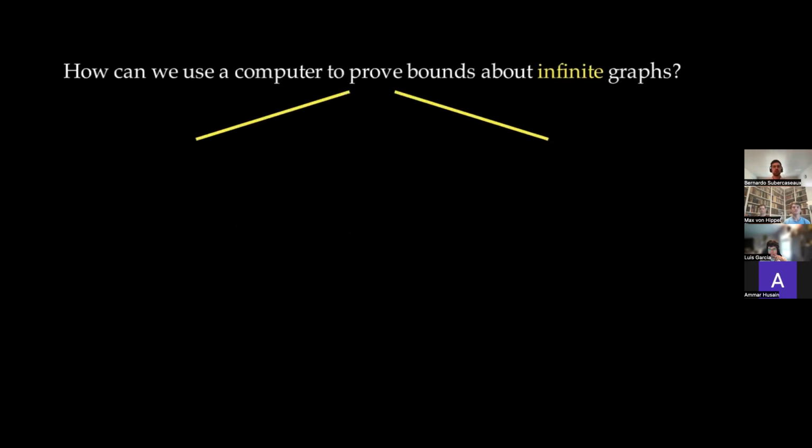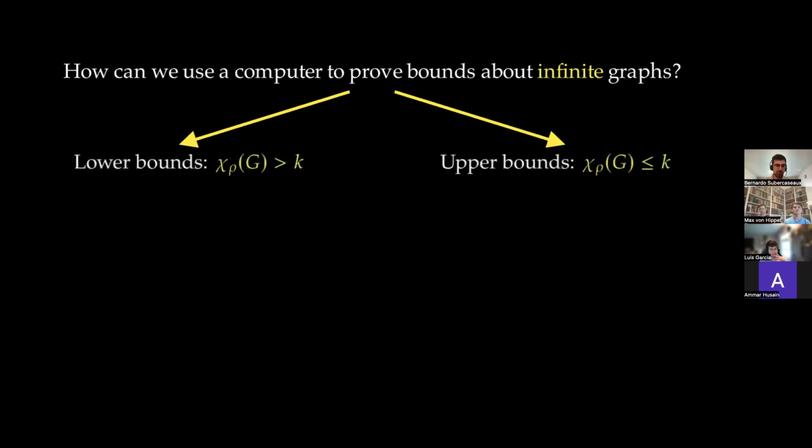So in order to get started with the real issue here, how did we do this? Let's start talking about how we can use a computer at all to prove anything about an infinite object, because that sounds a bit weird. So there are several considerations here. One is whether you're proving a lower bound, so that the true number of colors is above a certain amount k, meaning that k is not enough, or an upper bound, meaning that k is enough. So the techniques are going to be pretty different.